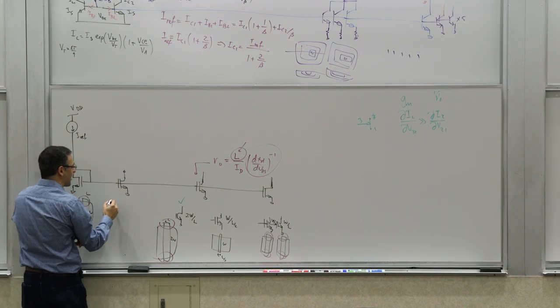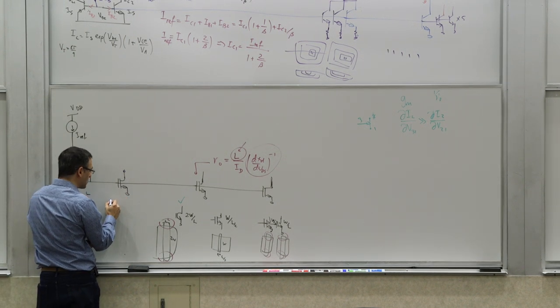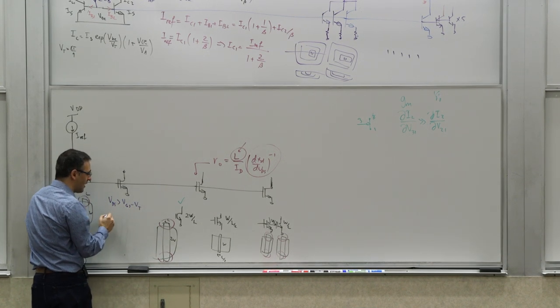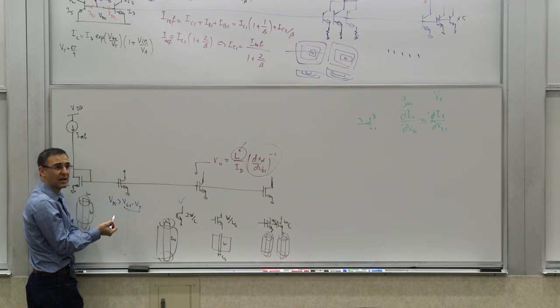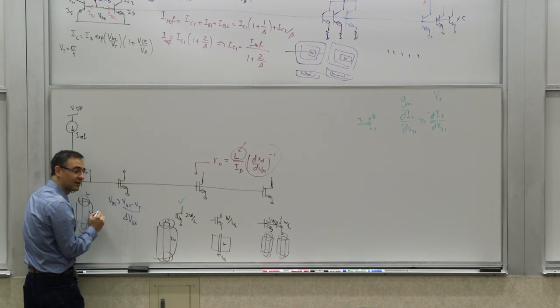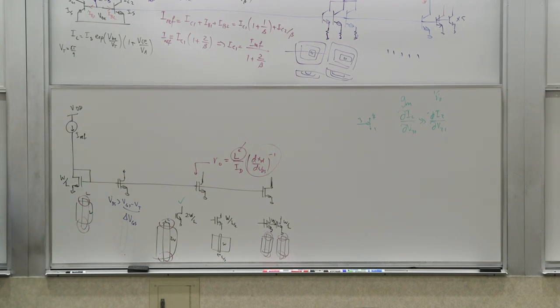We know the requirement: to be in the pinch-off region, VDS has to be greater than VGS minus VT. This parameter is the gate overdrive. We've talked about this, we show it as delta VGS. This is the parameter that appears in every place, the amount over the VT that you are.